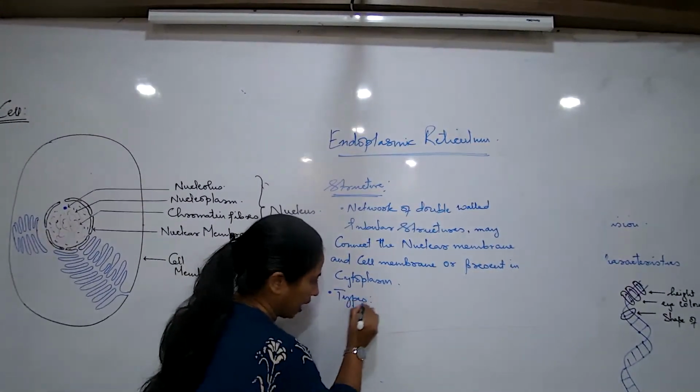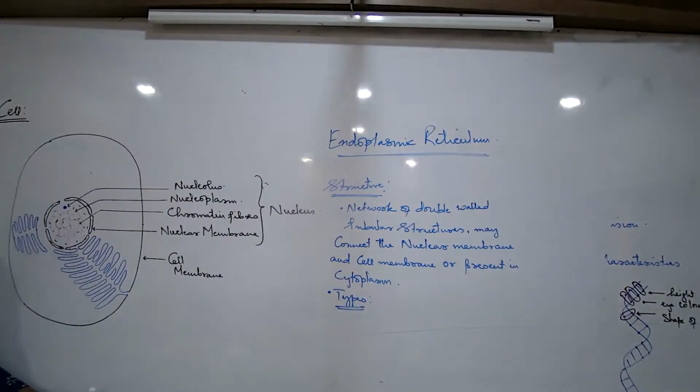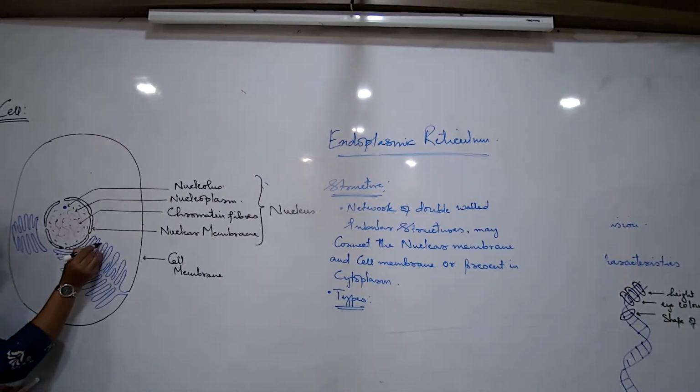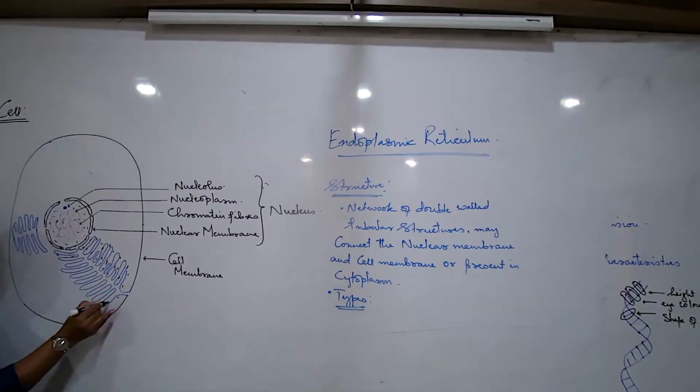Next we talk about the types. What are the types of the endoplasmic reticulum, and based on what are we talking about the types? One type of endoplasmic reticulum, I may find that on the outer surface of this endoplasmic reticulum, there are some granular structures all over.